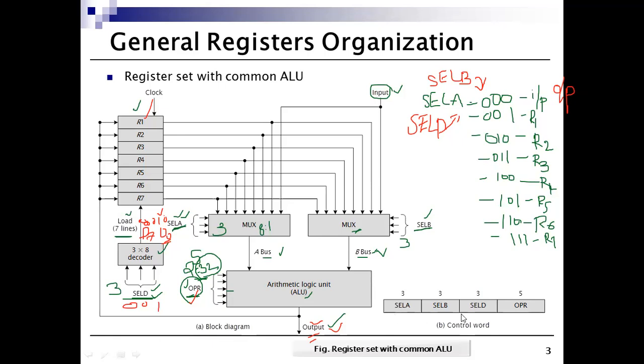So if certain control words are available in a sequential manner, I can go by a memory, which is called your control memory, as we have done in micro programmed control organization. Similarly, I can proceed here also. So let us see in detail what these selection bits SELA, SELB and SELD are, and what the bits given for OPR are.